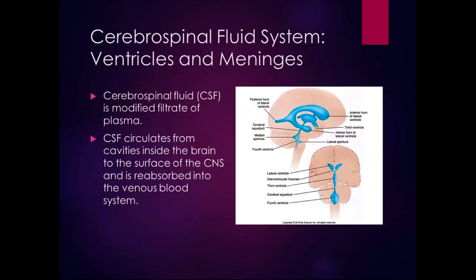So, of course, we have to have a support system and a fluid management system. The fluid in the brain, the cerebrospinal fluid, is a modified filtrate of plasma. The CSF circulates from cavities inside the brain to the surface of the central nervous system, and it's then reabsorbed into the venous blood system. So it lends buoyancy and brings nutrition to the areas of the brain. So that buoyancy is important. It has a cushioning effect. And the nutritive functions are important as well.